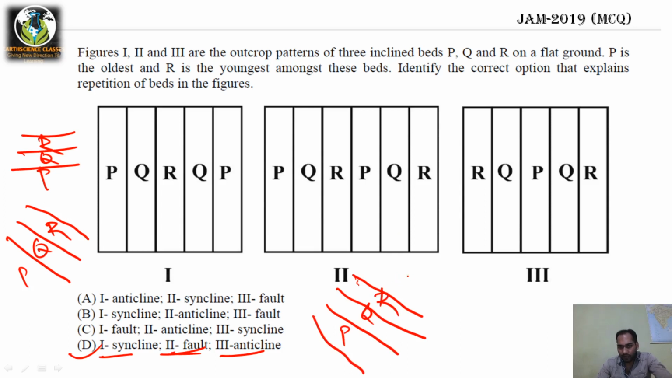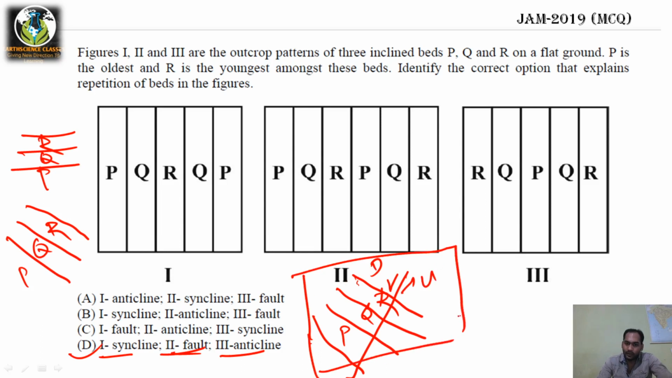Then what happened? If it is faulted like this, right? This is the fault plane. This is the downthrown slab and this is the upthrown slab. Again I am repeating, this is the cross-section view, and here it is the map view. So this is the fault plane. This block moves down.